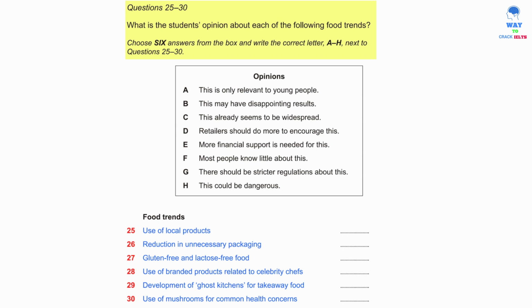Right. Did you know more and more people are using all sorts of different mushrooms now to treat different health concerns? Things like heart problems. They might be taking a big risk there. Yes, it's hard to know which varieties are safe to eat.